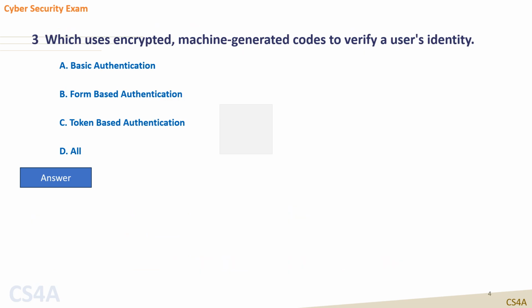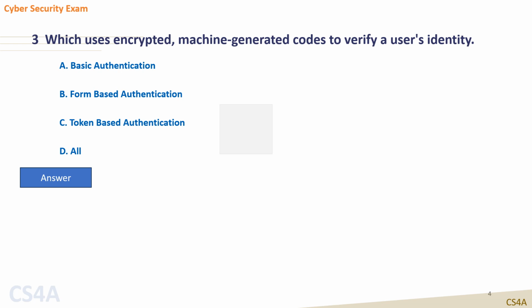So here the question is, which uses encrypted machine-generated codes to verify a user's identity? So here the options are basic authentication, form-based authentication, and token-based authentication. So here the keyword is, instead of validating the user's identity based on username and password, the computer is going to generate a code.